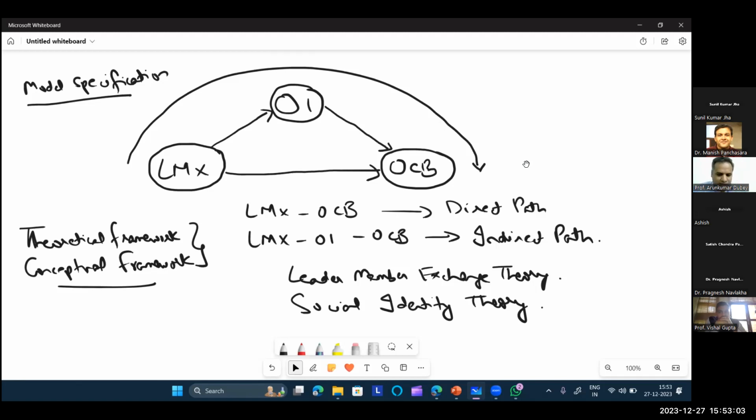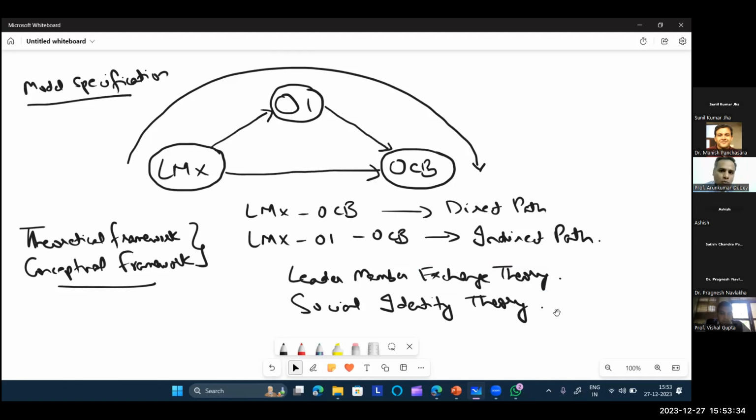But the question is that when you are positing constructs against each other, what are the theoretical underpinnings? So if you focus on the model which I have specified right now, I say LMX leads to OI and OI leads to OCB. So here I'm building my argument or my model on two theoretical frameworks. I'm using two theories to explain this particular model. One is leader member exchange theory. And second is social identification theory.